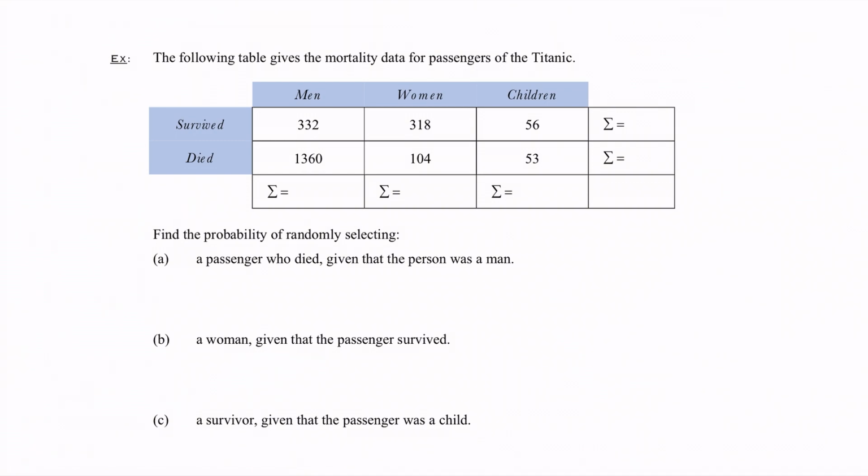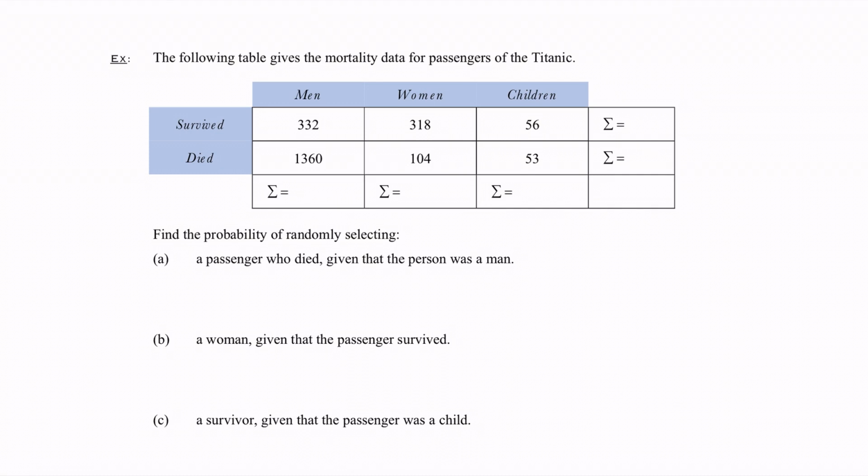In this table, we have the data collected for the passengers of the Titanic, where in one row we have all of the people that have survived, and in another row all the people that died. And then in each of the columns we have men, women, and children organized into different columns. So let's start by totaling up each of the rows in the columns.